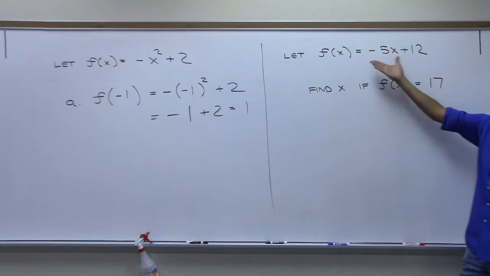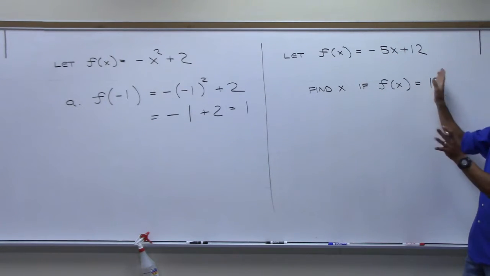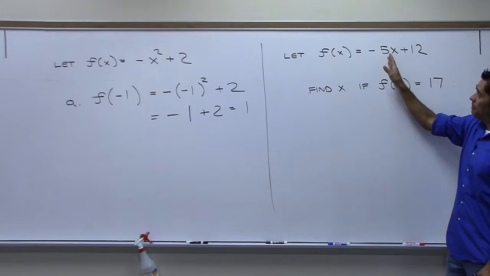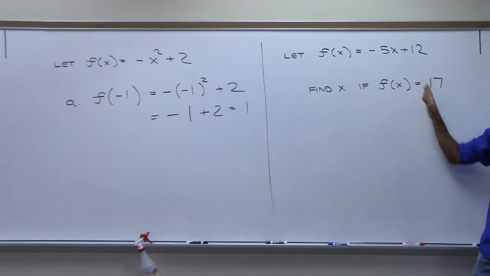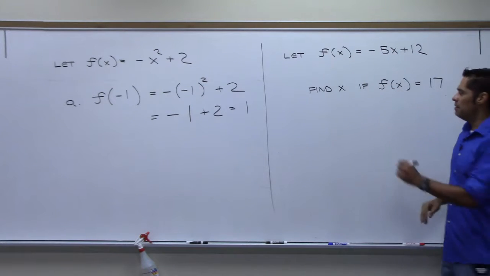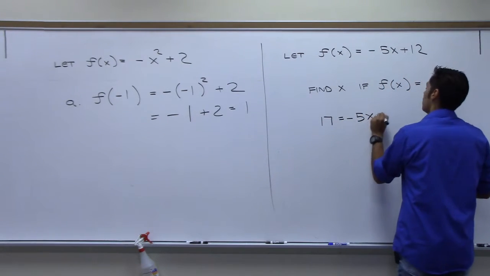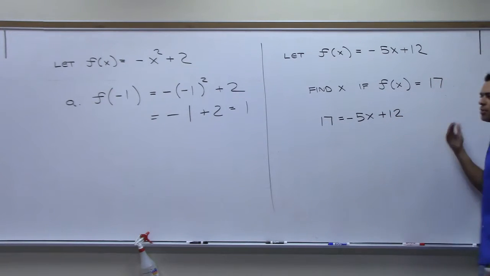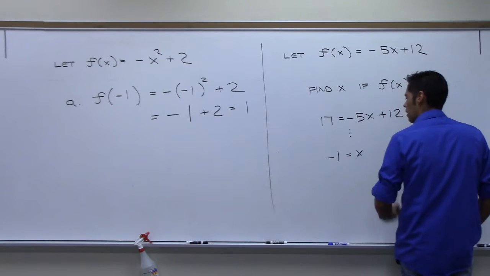So I'm going to rewrite this equation, but instead of replacing the x with 17, I'm actually going to replace f of x with 17. So I'm going to replace this output side with 17, so 17 equals negative 5x plus 12. And then I just go about solving the way I did before for x. And what is it? Quickly, I'm not going to work through it. Negative 1. X is negative 1.